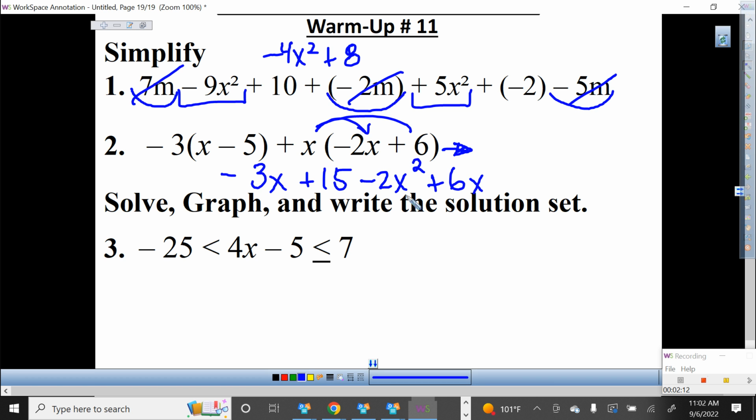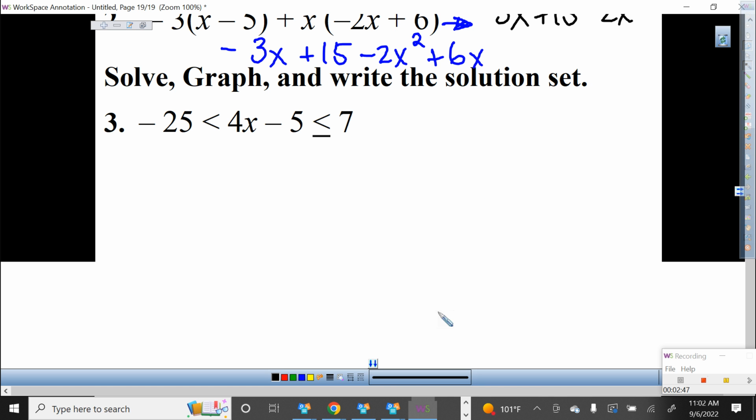Okay? So we need one more step from here. Double check with your neighbor, see what they got. That last step, Jose, go. What'd you get? Plus 15 minus 2x squared in any order. Hands if you got that. All right, not bad. And last but not least, solve, graph, and write solution set.